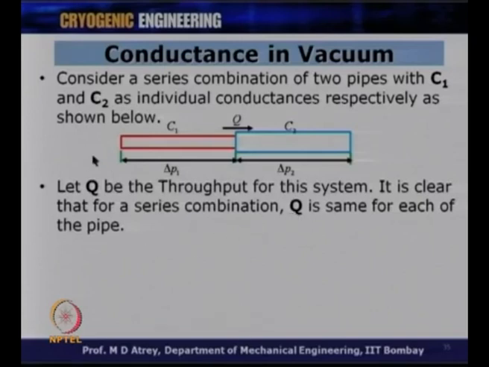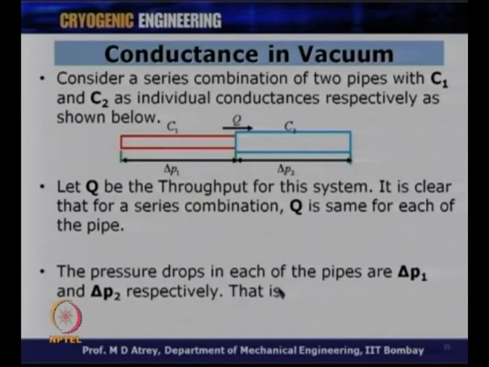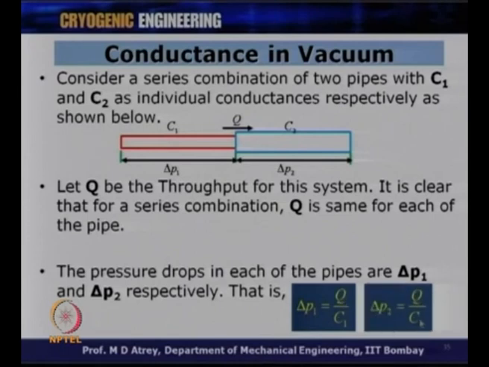Q is going to be the same because whatever Q happens through this pipe, the same Q is going through this pipe. It is similar to I: I is the same when it enters at this point and goes through this particular resistance. The pressure drops in each pipe are going to be delta P1 and delta P2 respectively, and therefore we can say delta P1 is equal to Q by C1. C1 and C2 are conductances of these pipes of different dimensions and length. Accordingly, delta P1 is equal to Q by C1, delta P2 is equal to Q by C2.